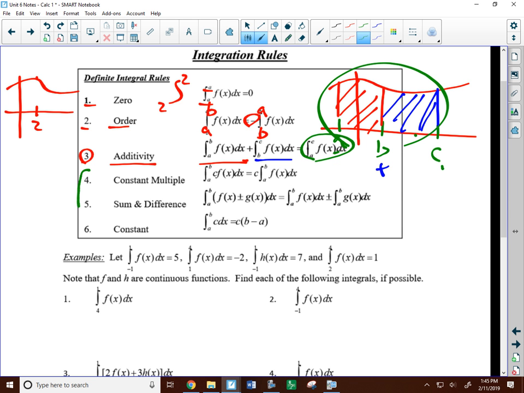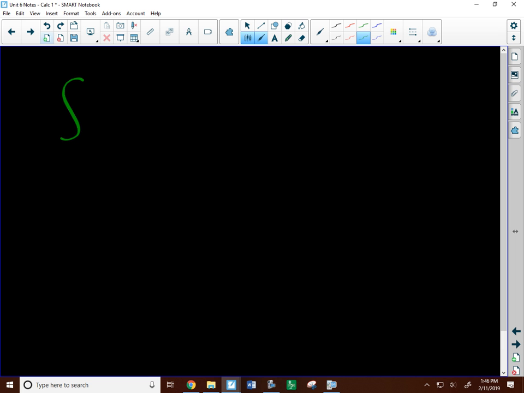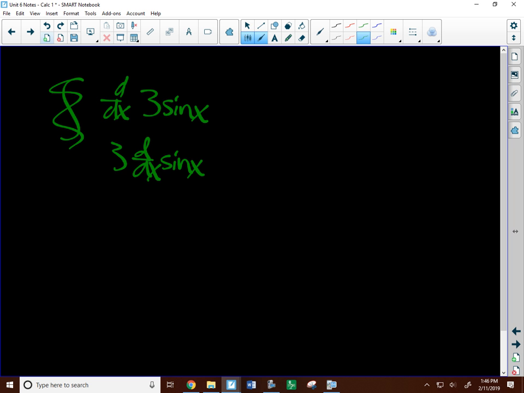Now, 4 and 5 are where I said that these should look familiar to derivatives and limits. 4 is the constant multiple rule, same as derivatives and limits, that if you're doing an integral of a number times f of x, you can slide that number outside. It's like if I said do the derivative, or the limit, excuse me. So like to find the derivative of 3 sine x, right, do d dx. Couldn't we just bring the 3 down and then do the derivative of sine x?